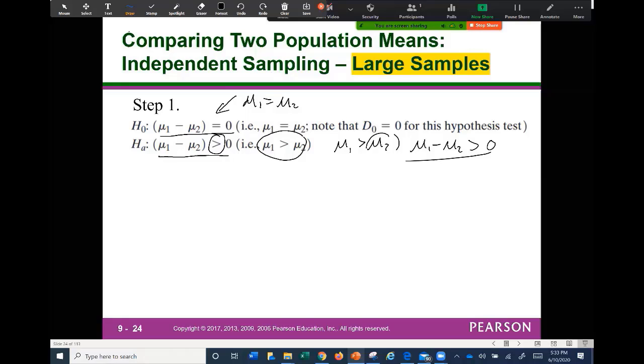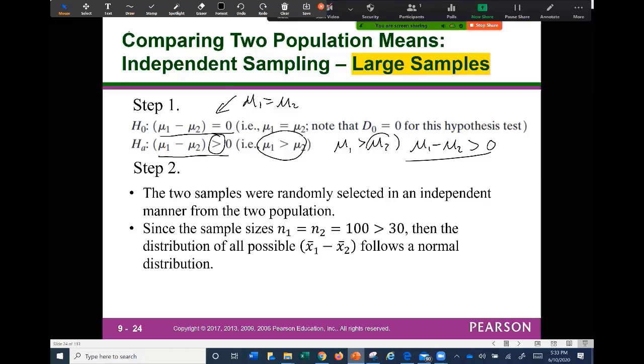Second step, let's verify all requirements. Because we are going to use the normal distribution, we need to verify that my sample sizes are bigger than 30. Of course, we have 100 and 100. And also, the two samples were randomly selected in an independent manner from the two populations.